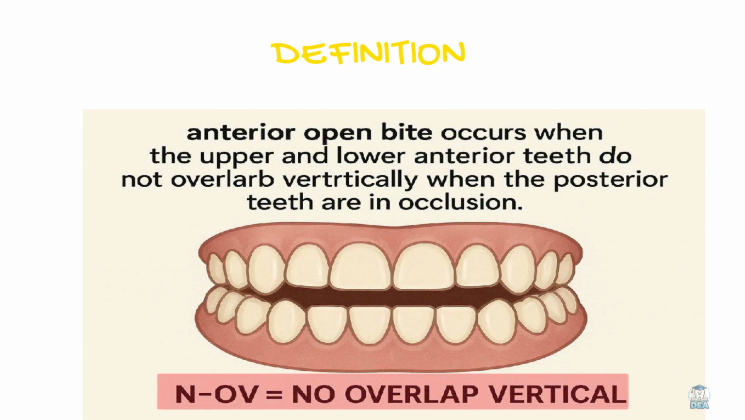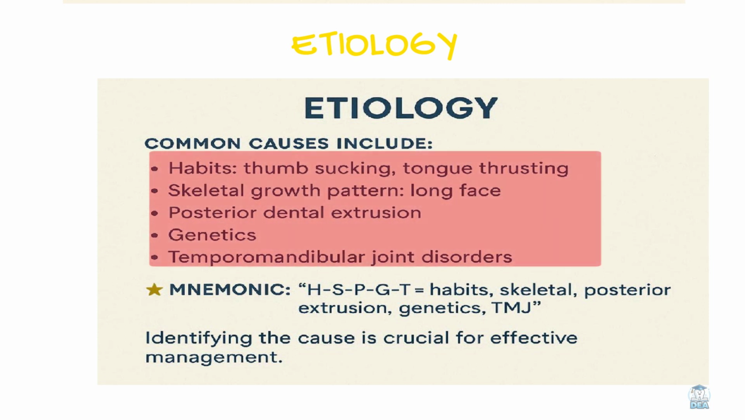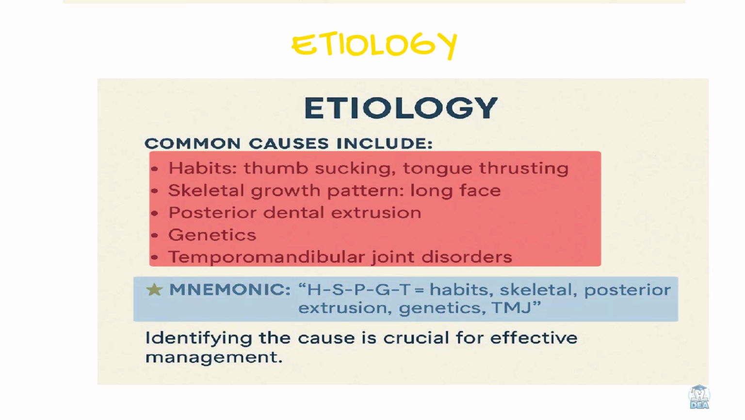NOV, no overlap vertical. Causes include habits like thumb sucking and tongue thrusting, skeletal growth patterns such as long face, posterior dental extrusion, genetics, and temporomandibular joint disorders. Use the mnemonic HSPGT: habits, skeletal, posterior extrusion, genetics, TMJ. Identifying the cause is crucial for effective management.